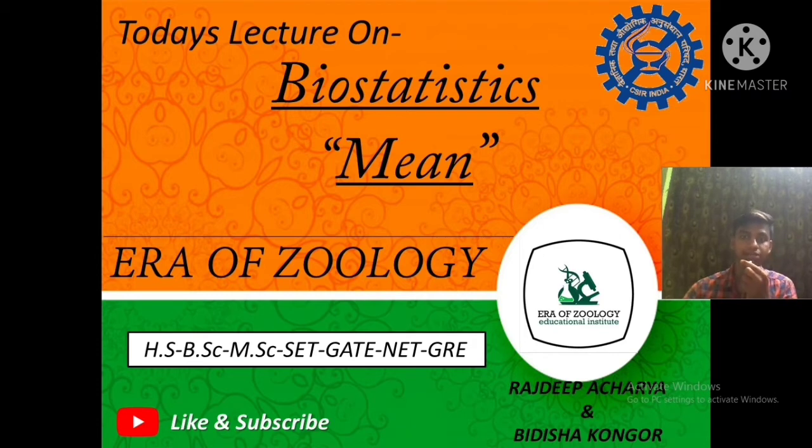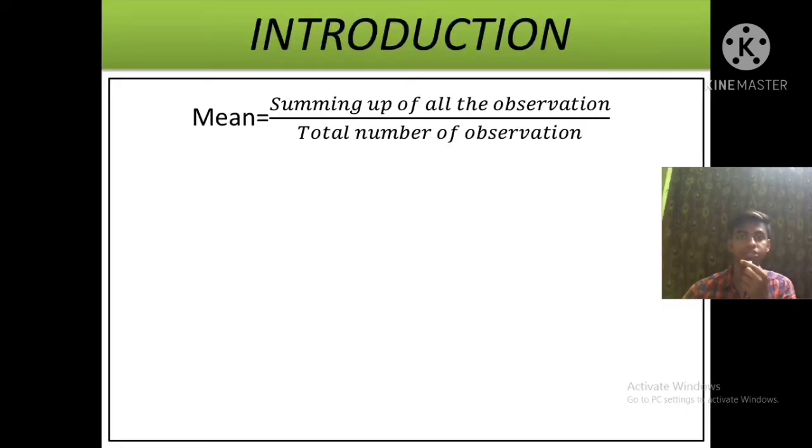In this lecture we will be talking about biostatistics mean, and it is a very important lecture for CSIR NET. So let's start. What is actually mean? Mean is the summing up of all the observations present in an experiment, divided by the total number of observations. So basically, the sum of all the observations divided by the total number of observations.